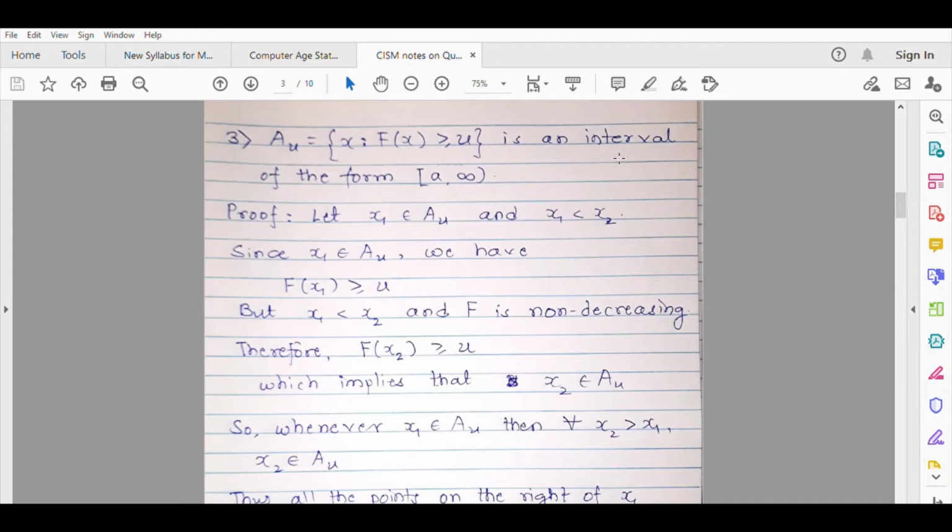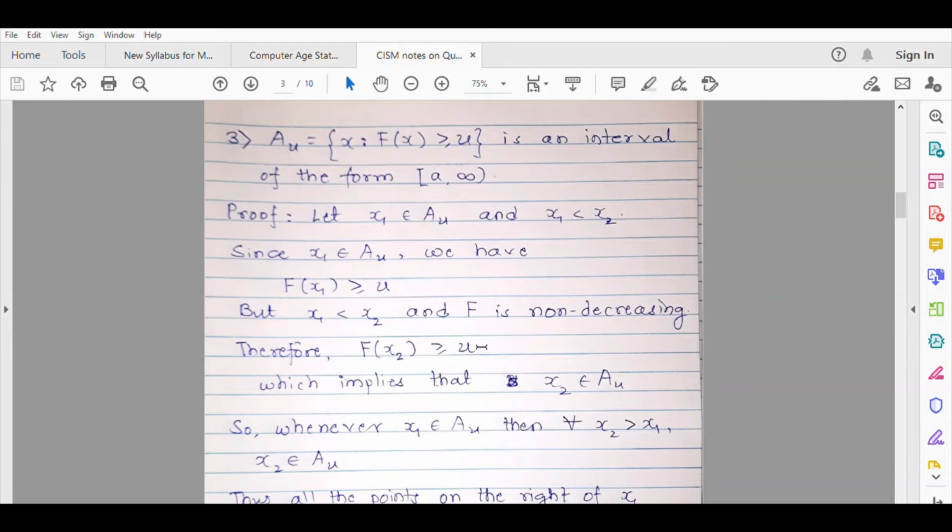For this, let us consider a point from the set A(u). Suppose x1 is in A(u), and assume there is another point, say x2, which is larger than x1. Now since x1 is in A(u), the condition is fulfilled by x1, so F(x1) is larger than or equal to u. But notice that x1 is less than x2, and F is non-decreasing, being a CDF. So F(x2) will be equal to F(x1) or greater than F(x1). As a result, F(x2) will be greater than or equal to u.